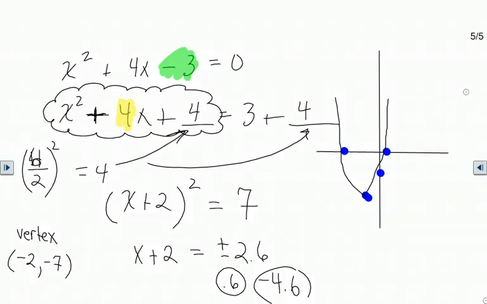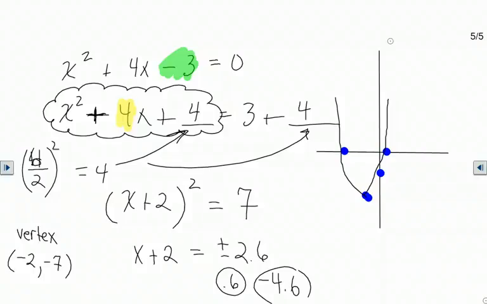Don't make fun of my parabola. I can't help that the mouse is not easy to draw with. Now you can tell the domain and the range. The range is from -7 to infinity. The domain is all real numbers. You see why completing the square is so important? You can sketch a graph in a matter of minutes with completing the square.